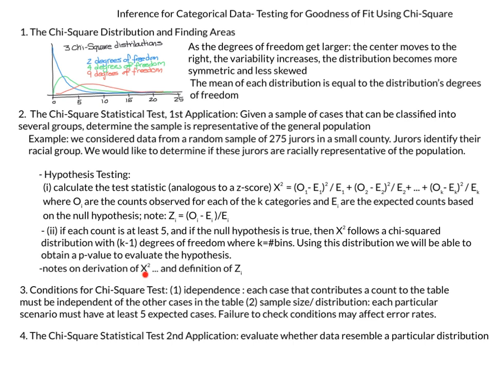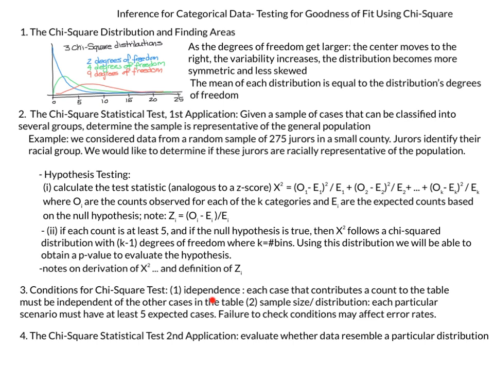We will also look at the conditions which make using the chi-squared test appropriate. One is independence, as we have for our other normal testing, and then we also have sample size distribution, which we had discussed over here about the counts. So each scenario must have at least 5 expected cases. And then finally, we'll look at a second application for the chi-squared statistical test, which is to evaluate whether data resembles a particular distribution, such as a normal distribution. Our example in this video will be comparing it to a geometric distribution. So that's it for our overview.